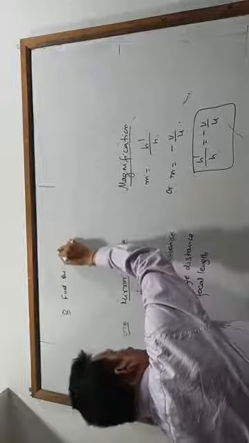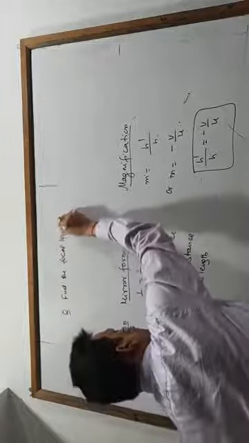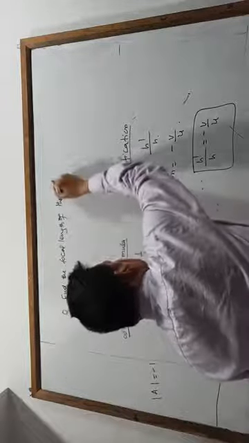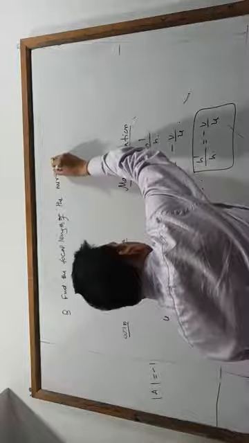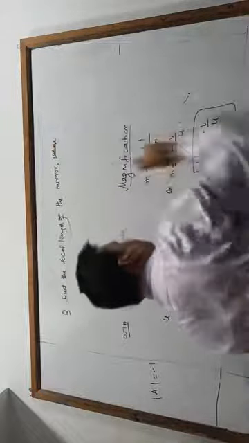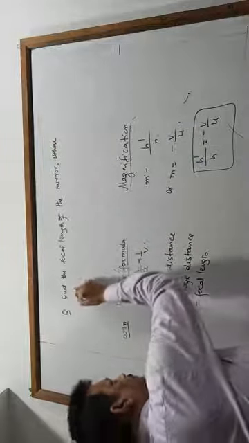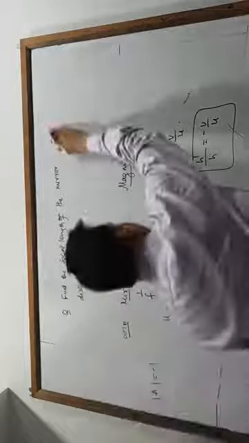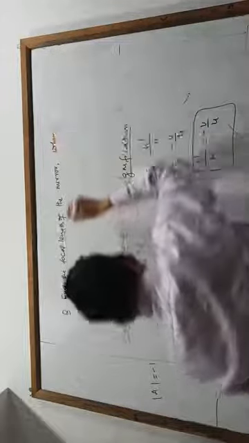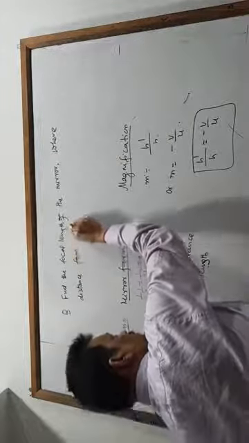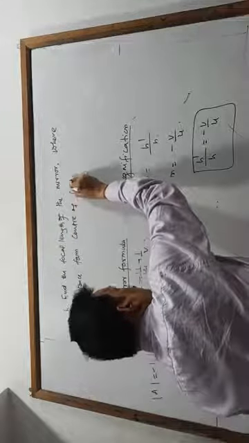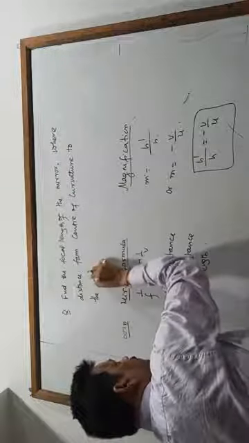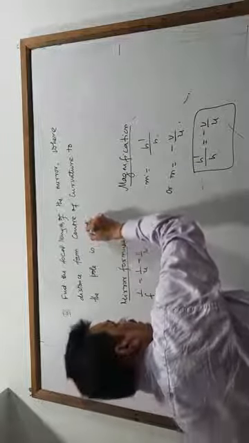Find the focal length of the mirror whose distance from the center of curvature to the pole is 20 centimeter.